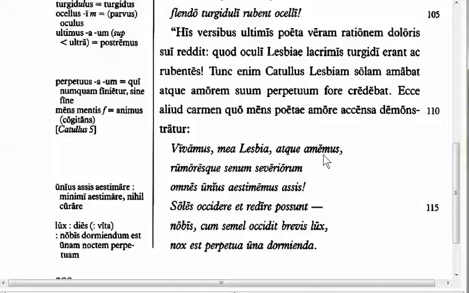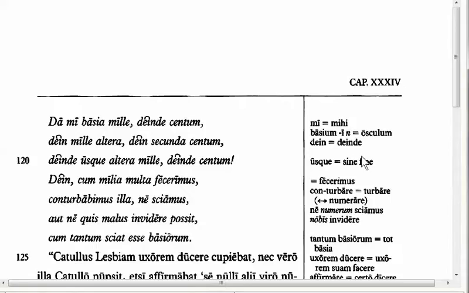In line 118, we have da mi passia mille dende centum. Give me 1,000 kisses, then 100. Da mi, this form of mi, is a contraction of mihi. It's the dative of ego. So give to me 1,000 kisses.